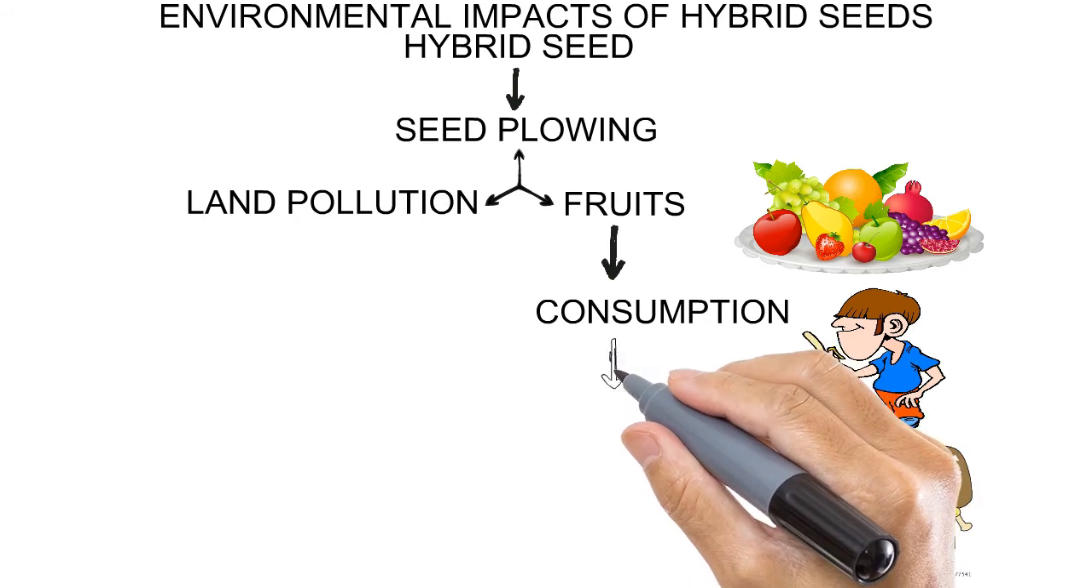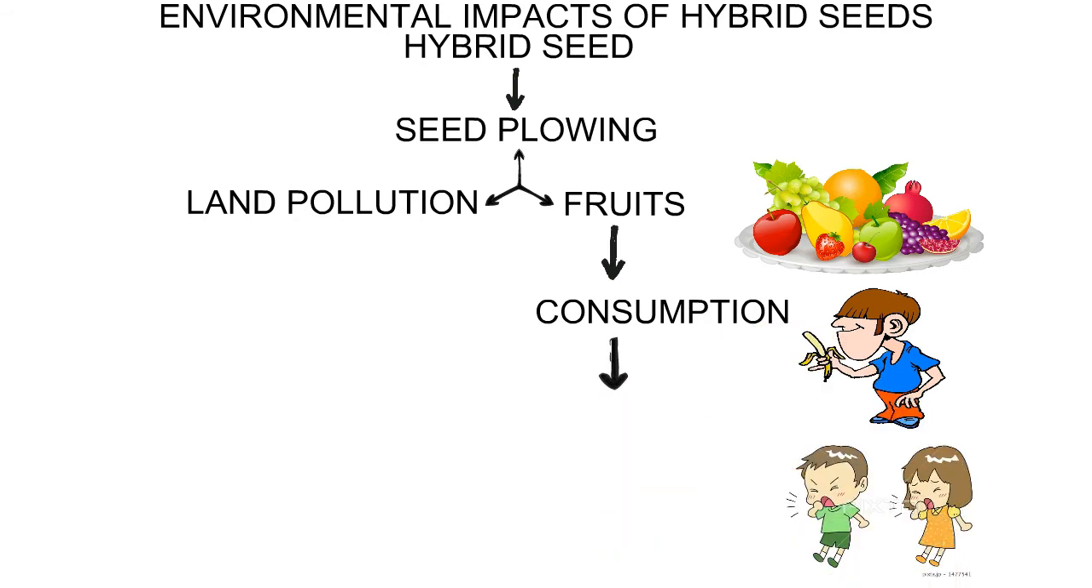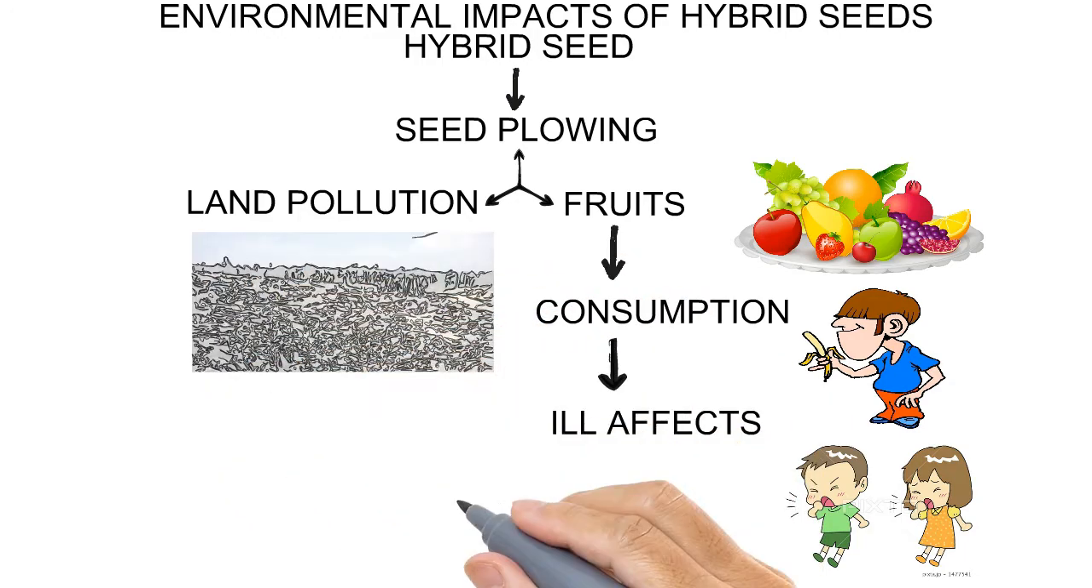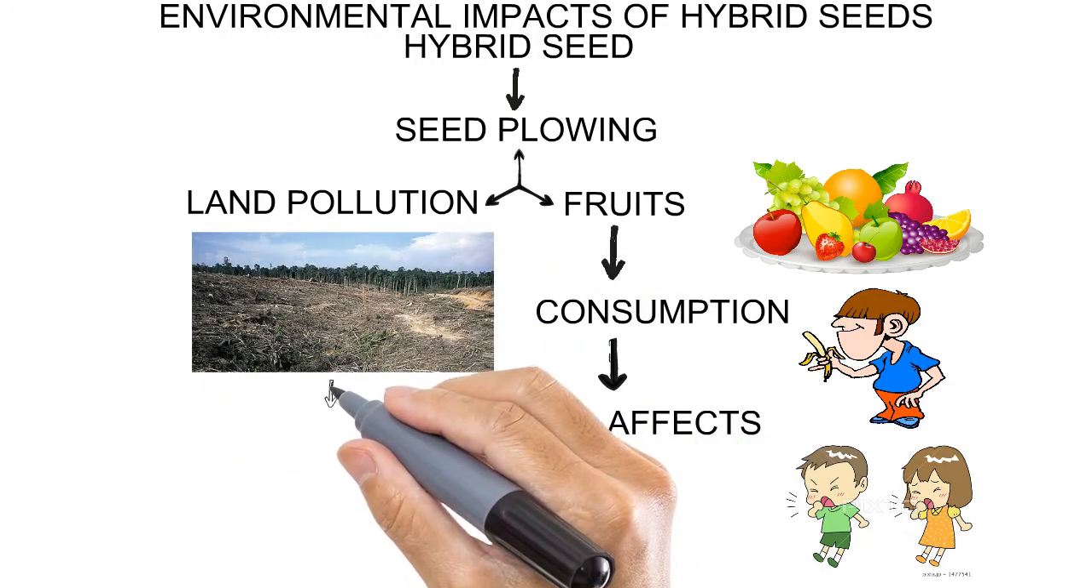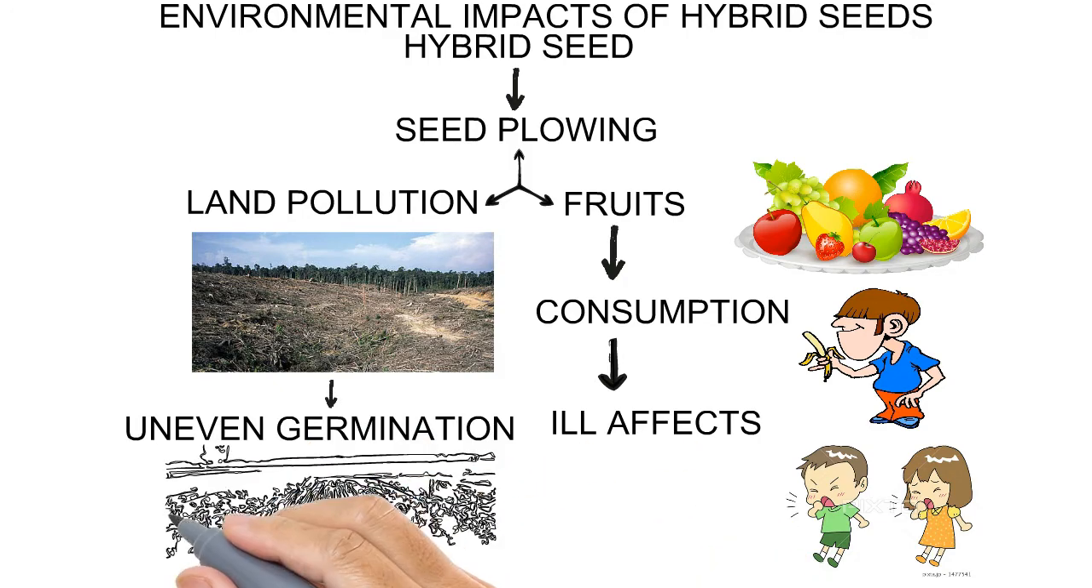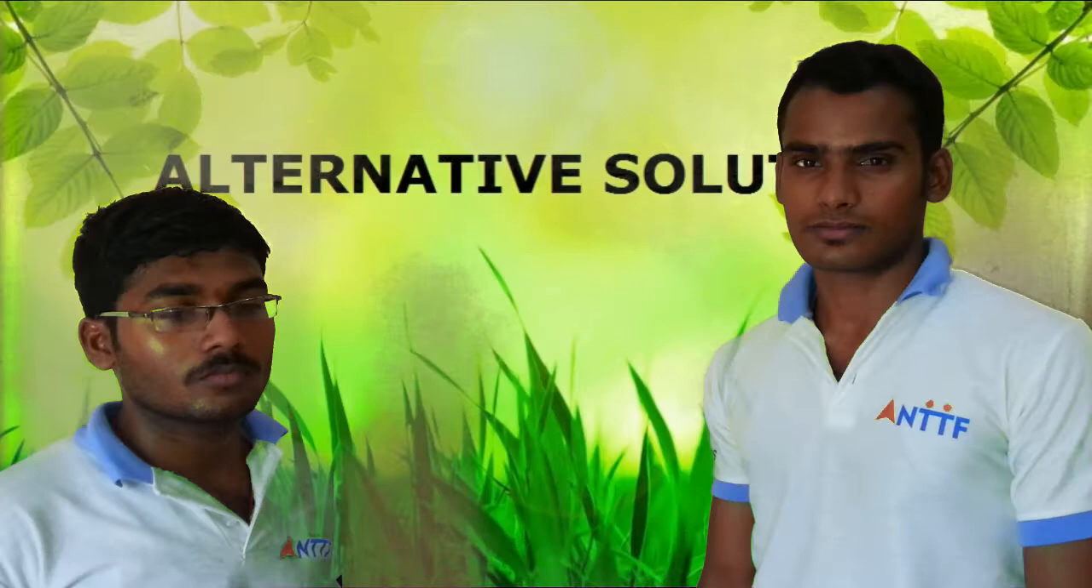Next we are going to see what impacts are caused to land. While continuously planting the hybrid seeds in the same land, it gets polluted. The land pollution causes uneven germination. It is called improper growth in seeds.